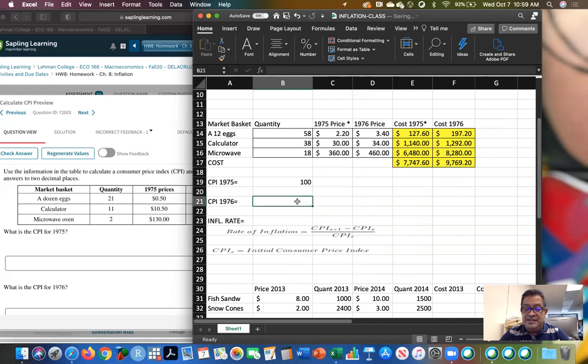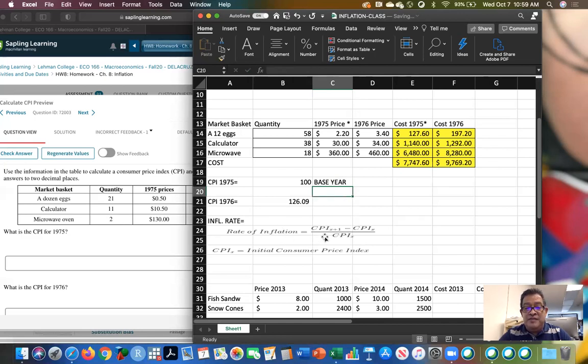We can also do the same for this. So remember, for 1976, we're going to divide the cost of the basket of commodities of 1976 by the cost of the basket of goods in the base year, right? Then I'm going to multiply it by 100, right? So we have a rate of inflation that is 126, sorry. So this is the consumer price index for 1975. Once again, we're going to call this the base year, right? So we're going to apply the rate of inflation.